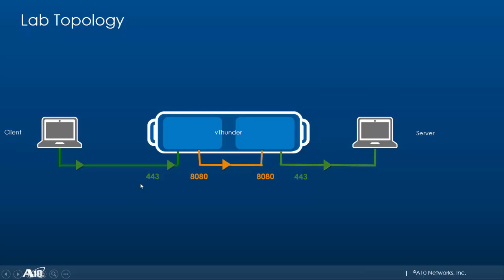So SSL traffic comes in on port 443 on the inside partition from the client. It's decrypted, sent out on an 8080 port towards the outside partition. The outside partition receives this traffic on port 8080, re-encrypts the traffic and sends it out on port 443 towards the server, and it works the same way on the way back to the client.